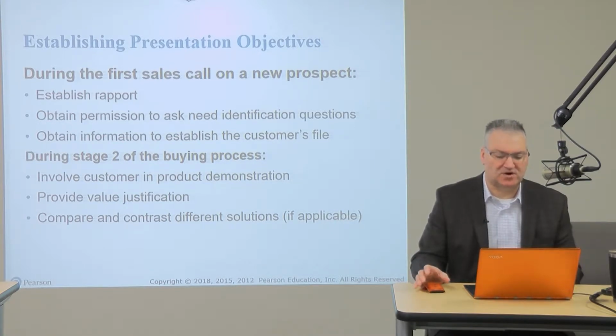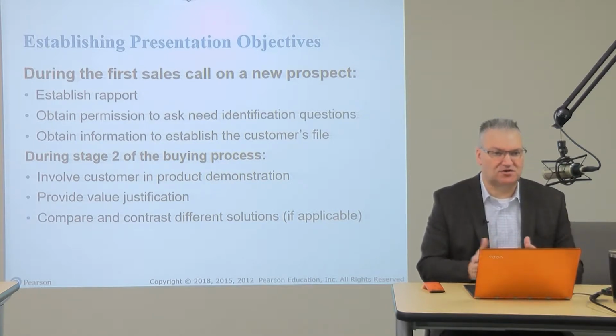The next step, in stage 2 of the buying process, is involving the customer in a product demonstration, because you're going to have information about their business that will help you in that. Included with that will be a value justification that says, look, this is what our product or service does, and this is how it's going to work for you. And maybe even have collected some data on the return on investment for them. And then you may compare and contrast different solutions. You may say, look, the light version of our software might work well for you, but the premium or the plus version might give you additional benefits.